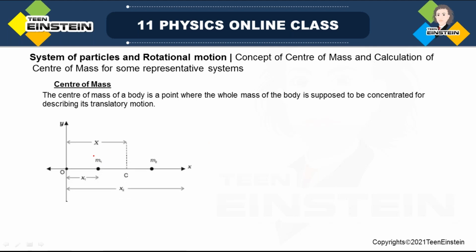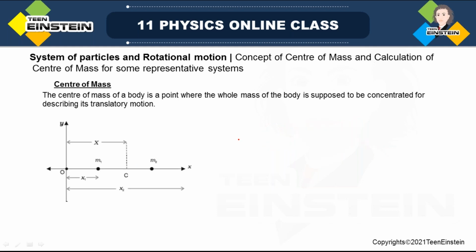Look, I have got two point objects, m1 and m2. Suppose there is a two particle system like this, and I have to find out where the center of mass is. These two masses are m1 and m2 respectively. So what we have to do is find out the position.